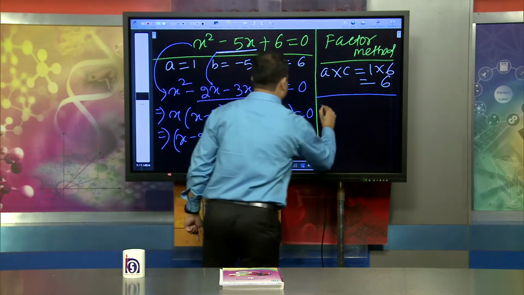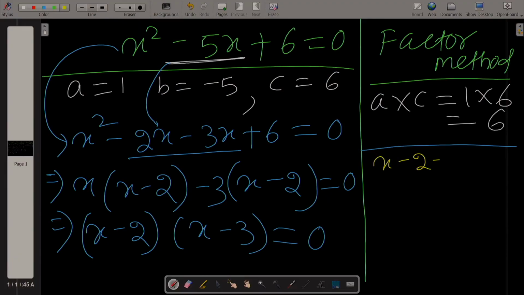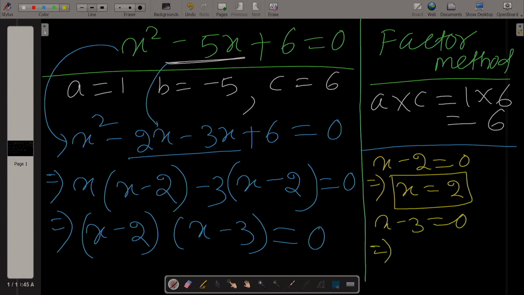So x minus 2 equal to 0 implies the value of x equal to 2. When x minus 3 equal to 0, the value of x equal to 3. So these are the two values for this quadratic equation. As I told you in the beginning, you will find two solutions.